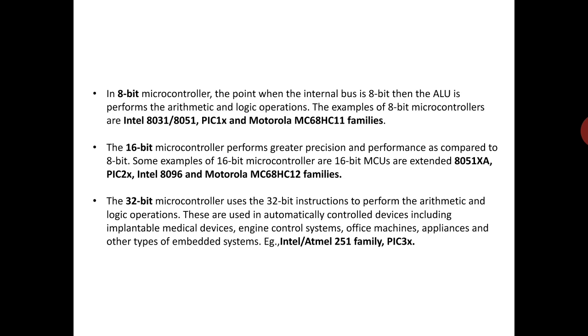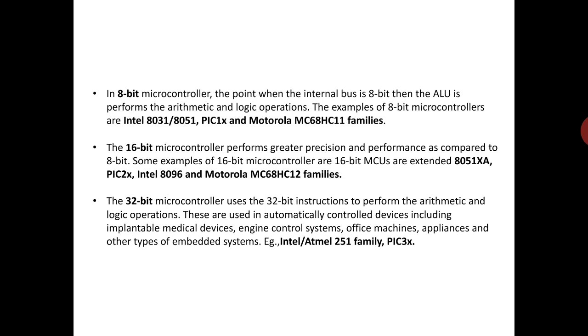Second one is the 16-bit microcontroller, which gives greater precision and performance as compared to the 8-bit. Some examples of 16-bit microcontrollers are the extended 8051XA, PIC 2X, Intel 8096 and the Motorola MC68HC12 families.